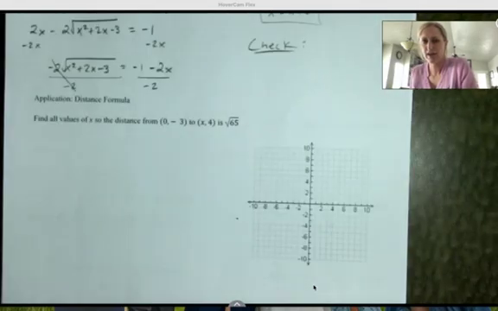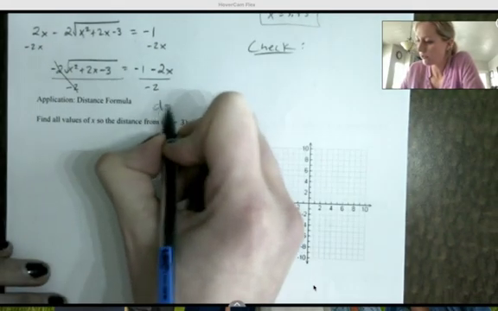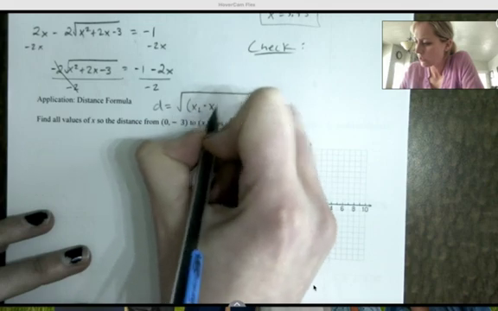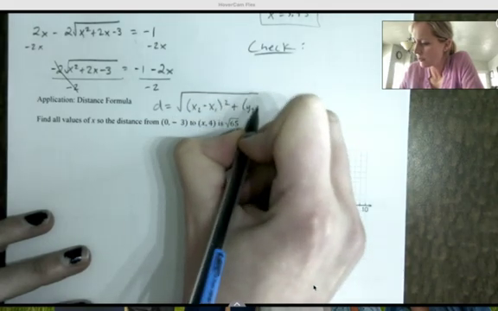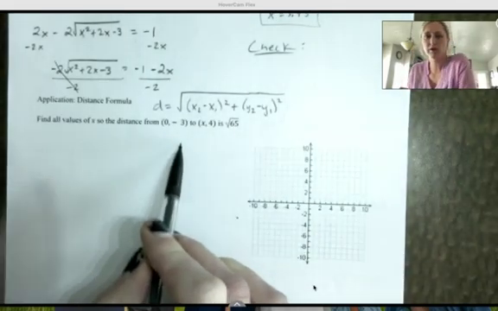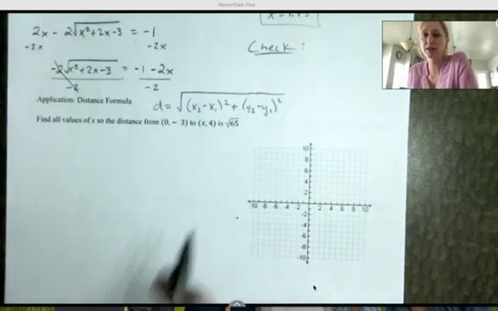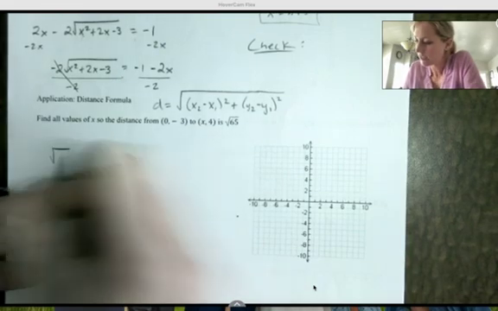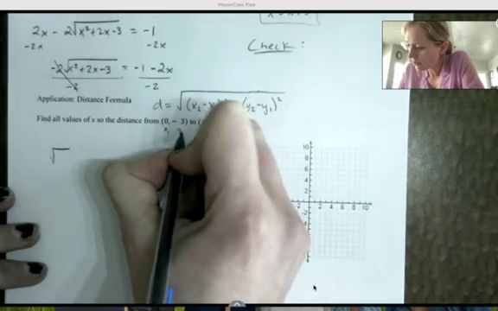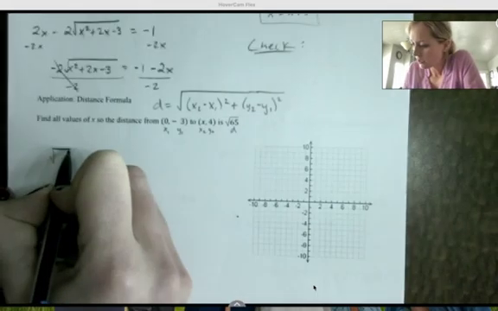All right, this last one, we're going to use the distance formula, which is something you learned in geometry, but as a refresher, here's what it is: x2 minus x1 squared plus y2 minus y1 squared, and then it's the square root of that. We want to find all the values of x so that the distance from the point 0, -3 to x, 4 is square root of 65. So this is our d, and this is like the x1, y1, and x2, y2.